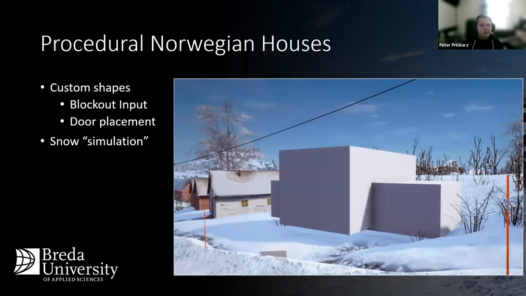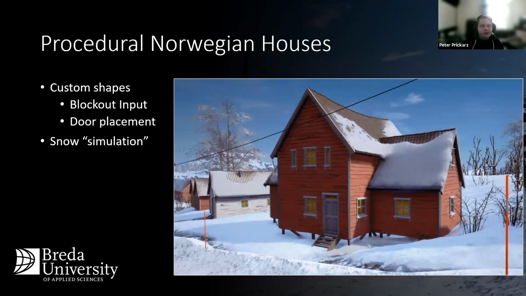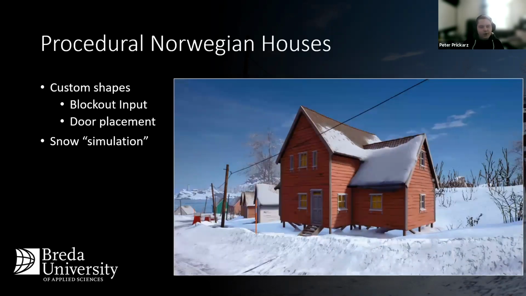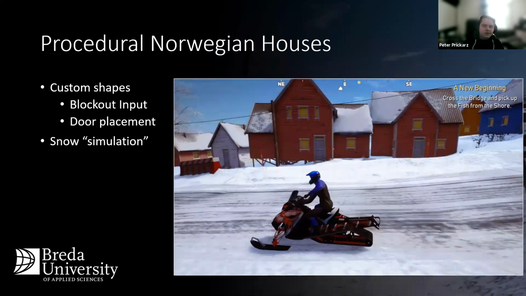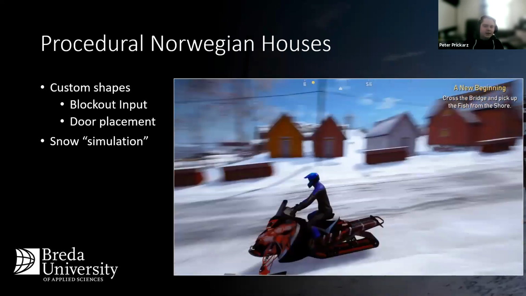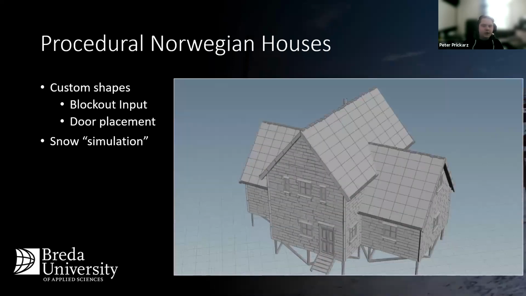So the first tool is a procedural Norwegian House Generator. It takes blockout input, and you can decide where the doors go. And the snow gets simulated, which also blends the floor to the terrain.